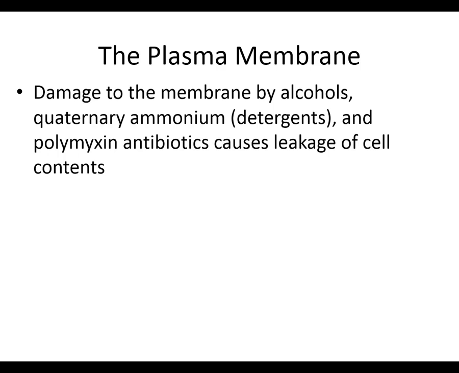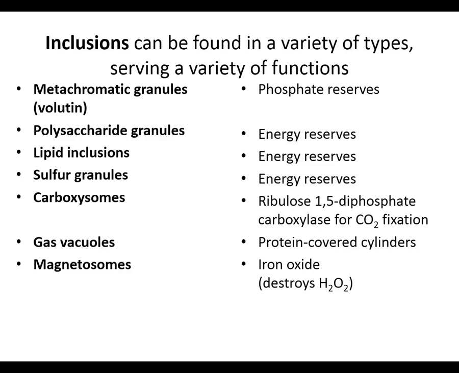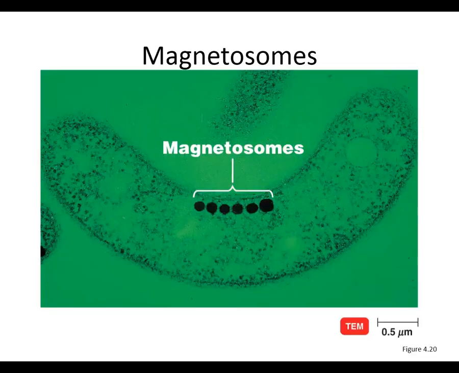Okay? All right. So, inclusions, there's a lot of different things besides photosynthetic pigments that we can put in an inclusion in a membrane. We can put carboxysomes, we can put blobs of sulfur, we can put blobs of lipids, we can even put iron in there, and when we do, we have what are called magnetosomes.